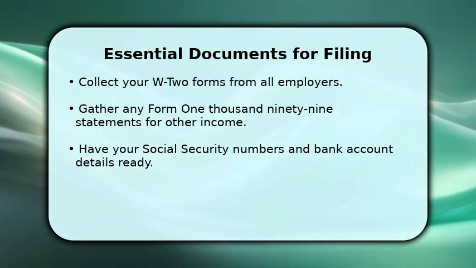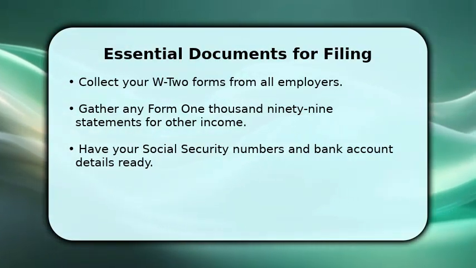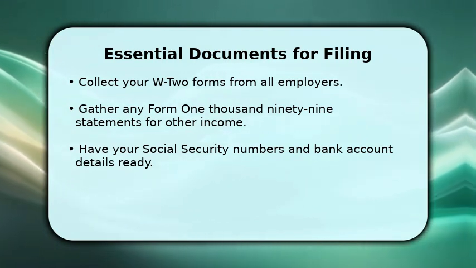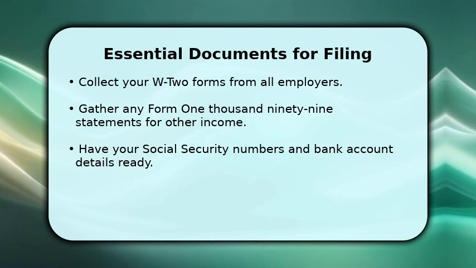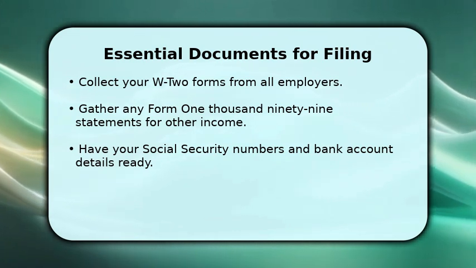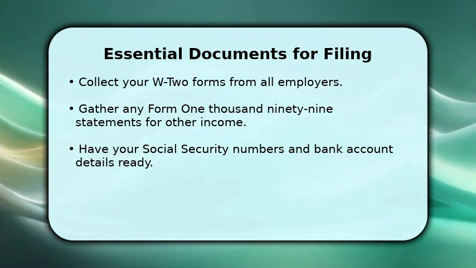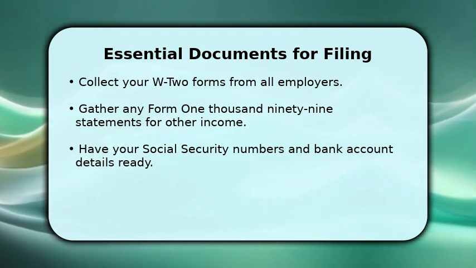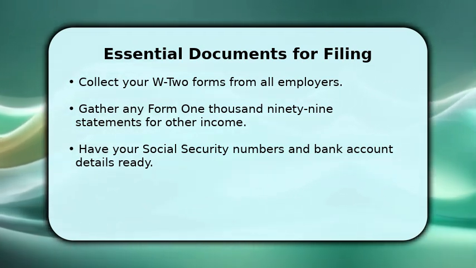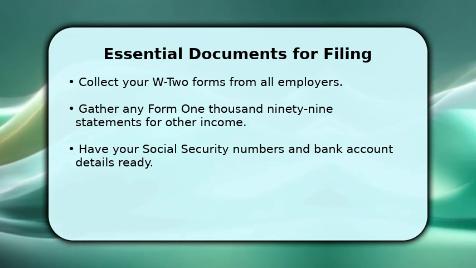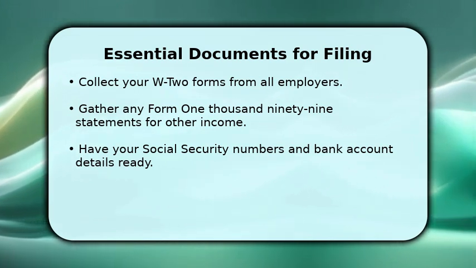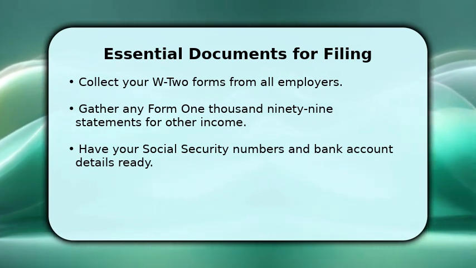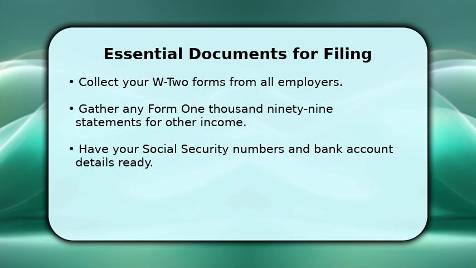To begin, gather all your crucial documents. This includes your W-2 forms from every employer, detailing your wages and withheld taxes. Also, collect any Form 1099 statements for interest, dividends, or other income. Ensure you have your Social Security numbers for everyone on your return, plus bank account information for direct deposit or payment. Lastly, organize records for deductions like mortgage interest or charitable contributions.